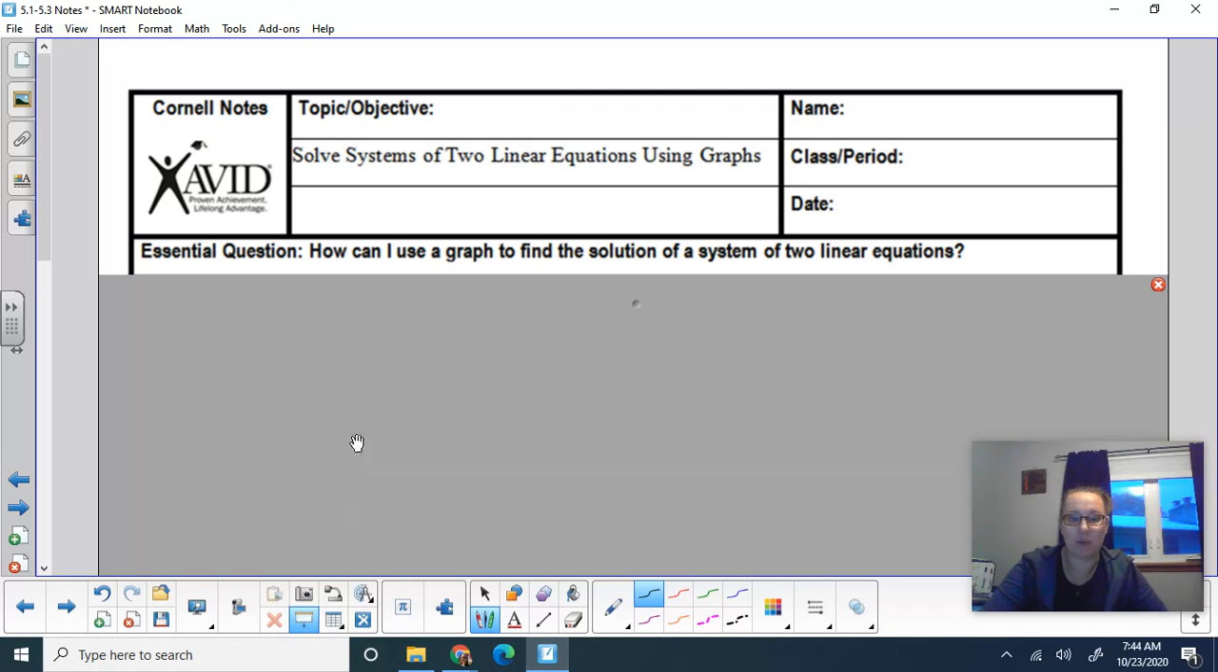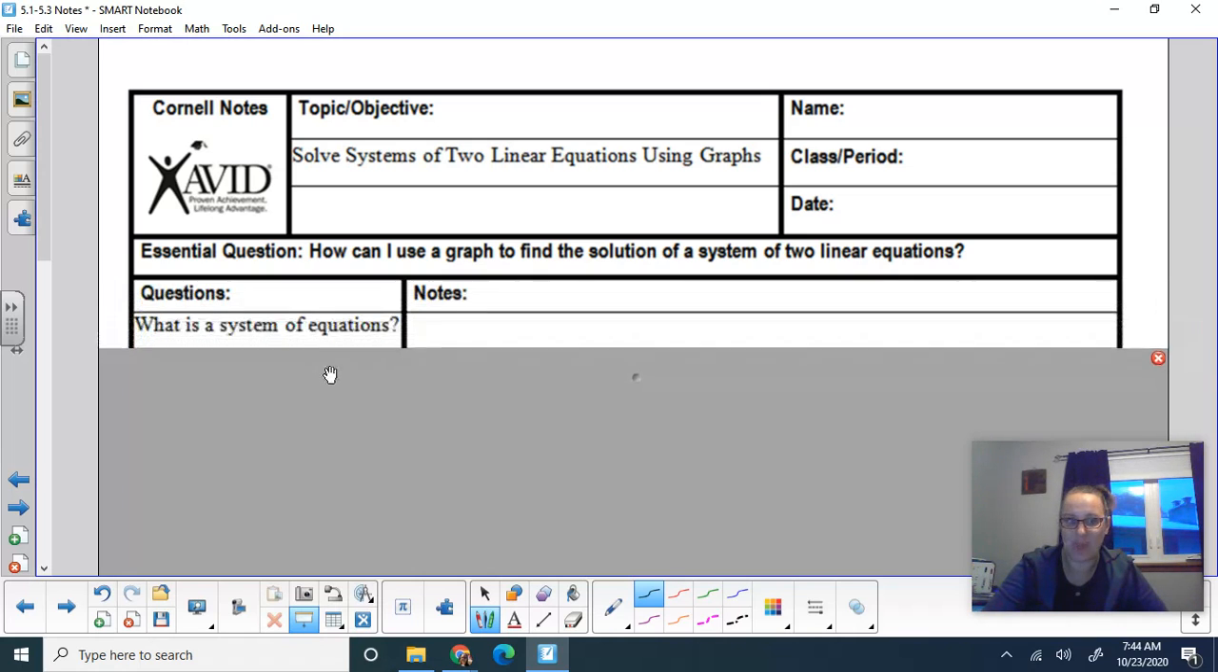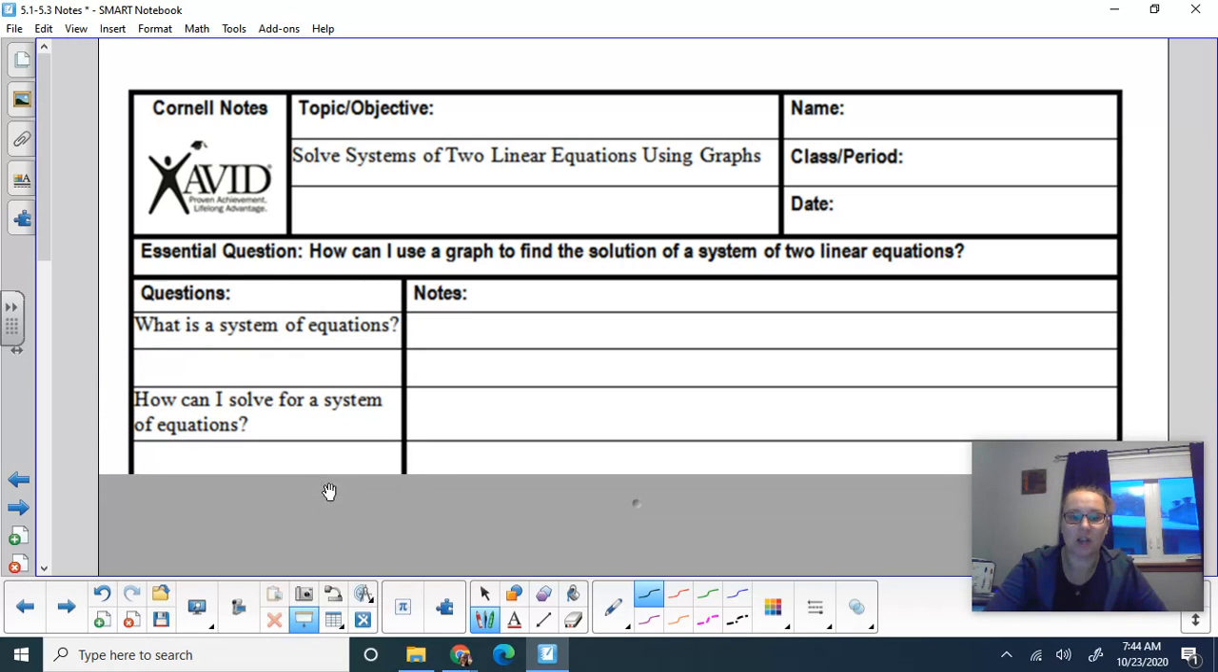Today we're going to start by reviewing our essential question, which is: how can I use a graph to find the solution to a system of two linear equations? All right, so to begin, we're just going to talk about some background information. So first question is, what is a system of equations? Well, a system of equations is two or more equations. Now, these don't have to be linear, but we're going to stick with linear for right now, that work together to create a solution.